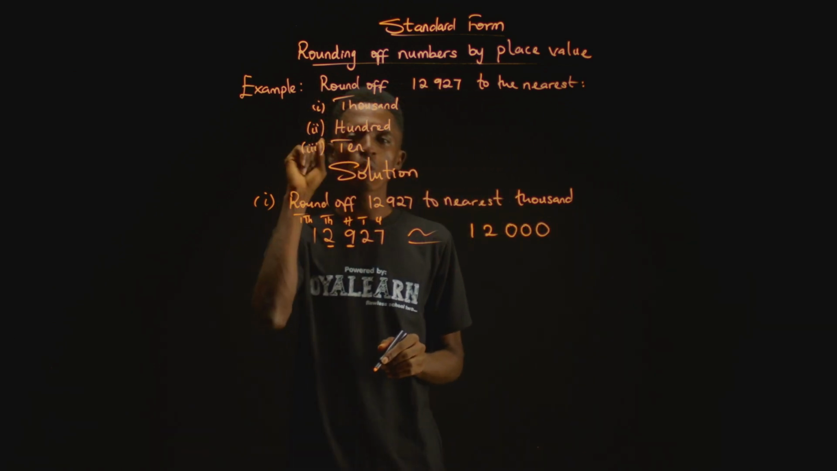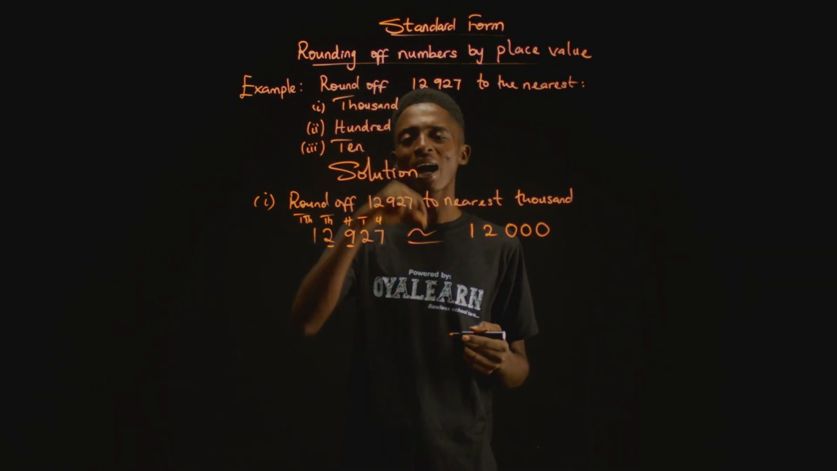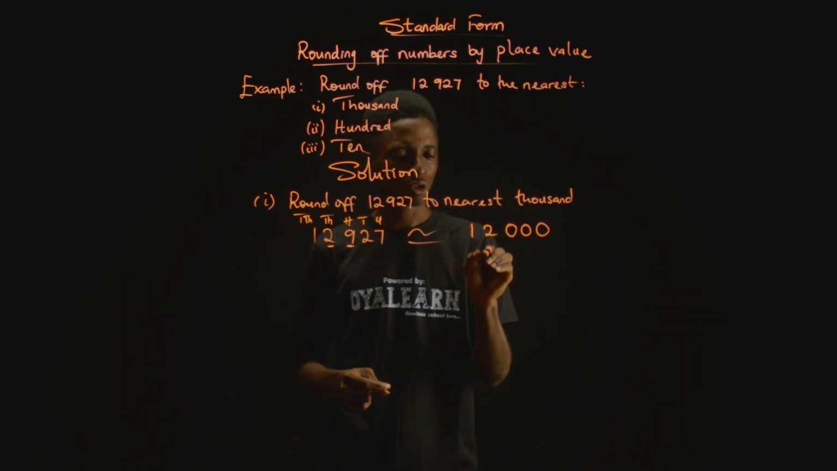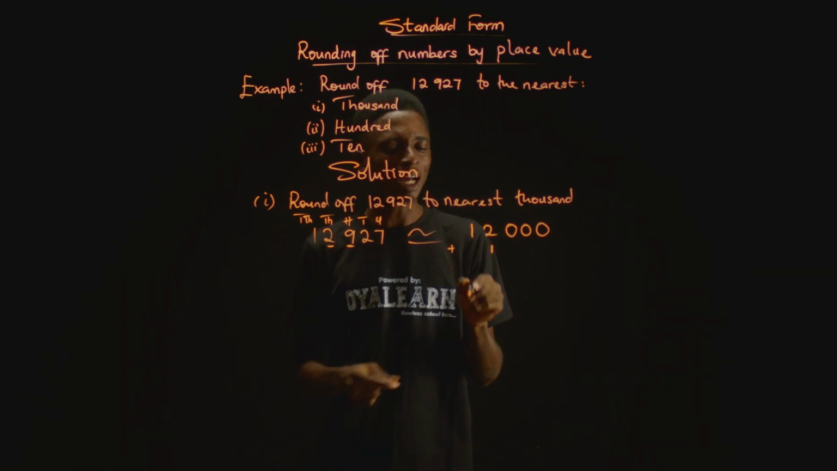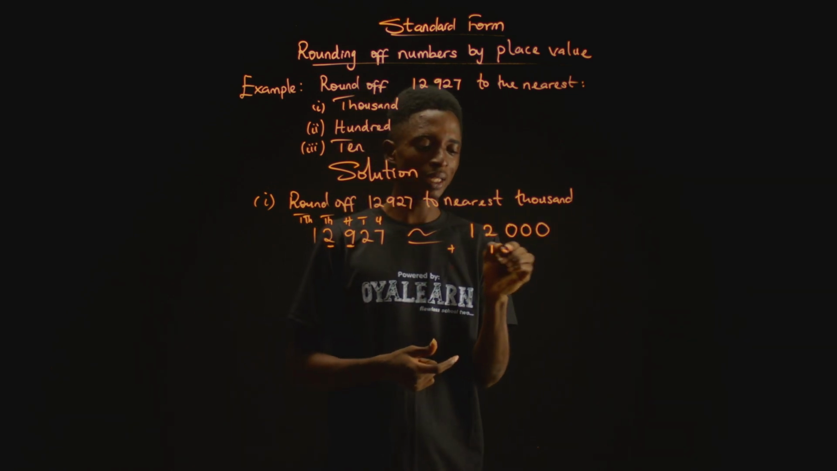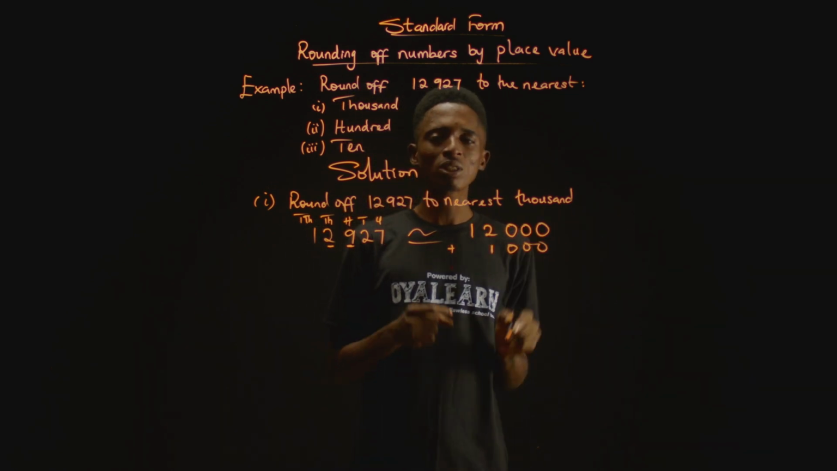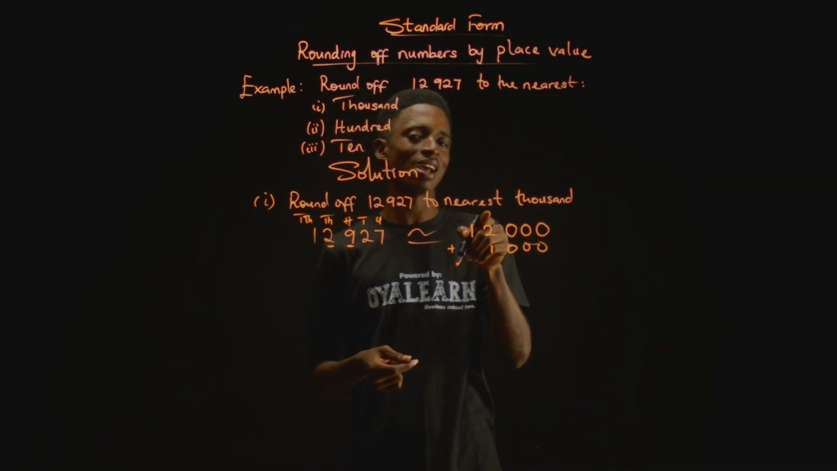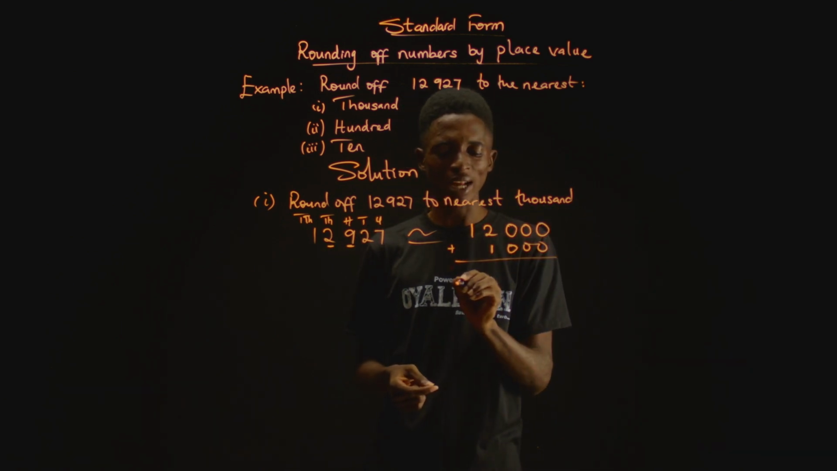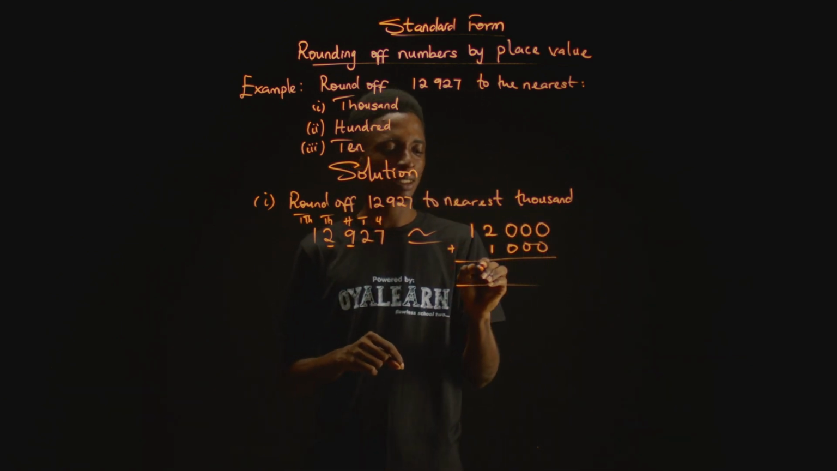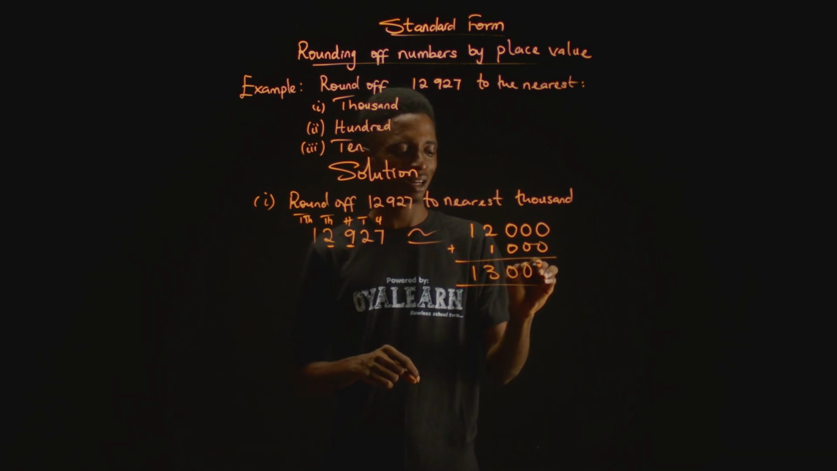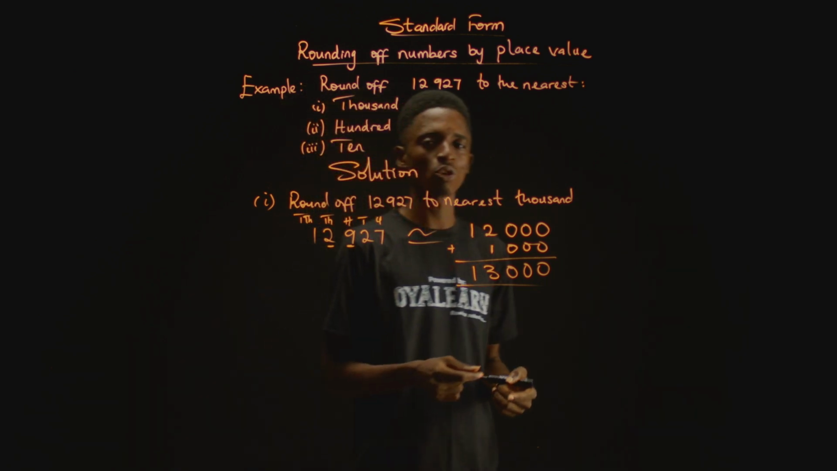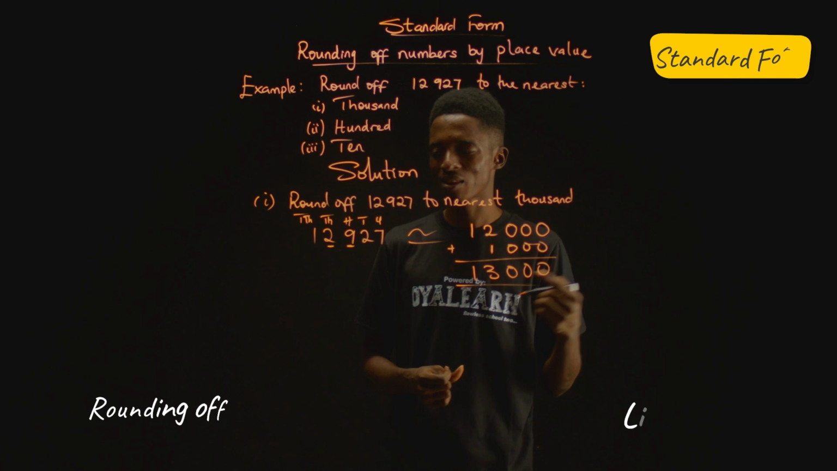But we are going to add 1 because we are rounding up, meaning we are going to add 1 to the digit that lies at the rounding place value. So we are adding 1 here. Now to make it look simpler, we then put zeros at the back. So you see that what we are doing here is adding 1,000 because we are rounding off to the nearest 1,000. So when we add all of this, our answer becomes 13,000. Therefore, 12,927 is 13,000 when it is approximated to the nearest 1,000.